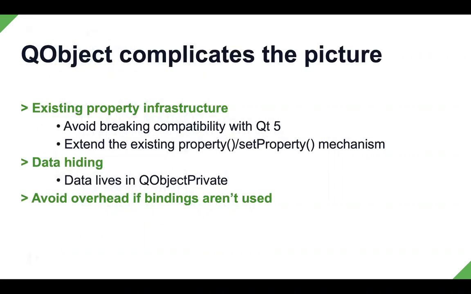The next thing, of course, was that QObject complicates the picture a bit. We have an existing property infrastructure in QObject, and we wanted to avoid breaking compatibility there with Qt 5. So the existing set property mechanism is something that we wanted to extend in this case. We want to make sure that we can do data hiding. With QProperty itself, the data lives in the header file. For Qt, we need to move the data into QObject private, hide it, so that we can have enough freedom to change our QObject derived classes without breaking compatibility. And of course, we also wanted to avoid any overhead if bindings aren't used.